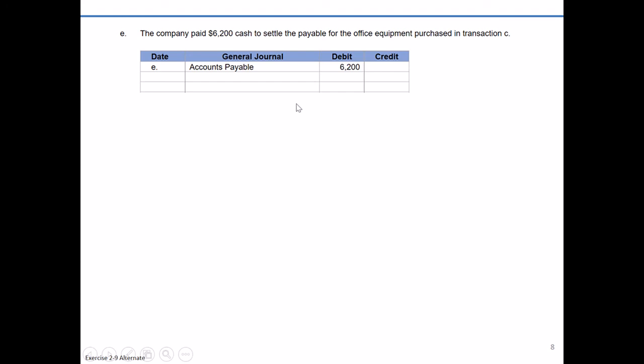On the other hand, what do we have to sacrifice in order to lower that IOU? That's going to be cash. Cash is going to decrease. Being that cash is an asset, we decrease it with a credit.